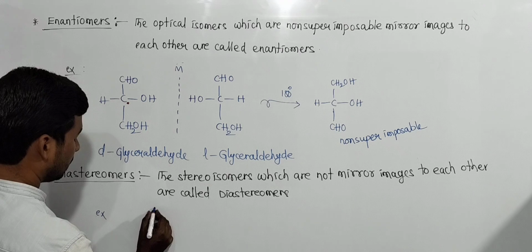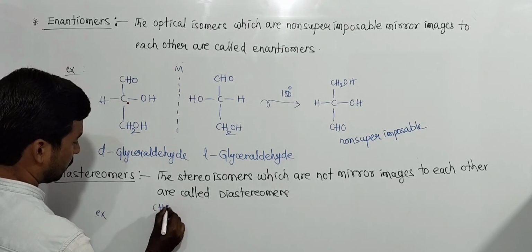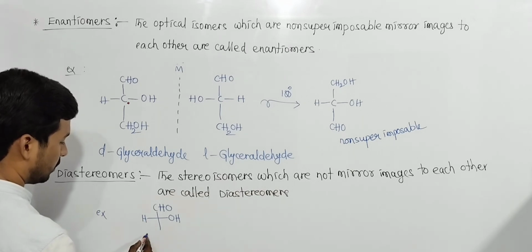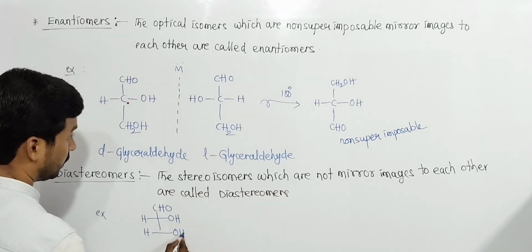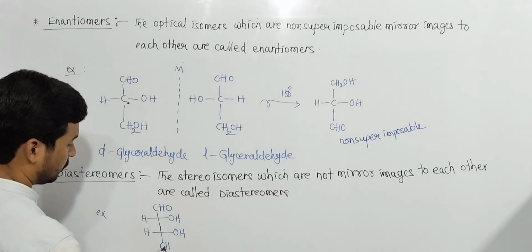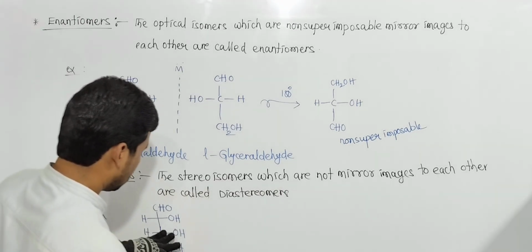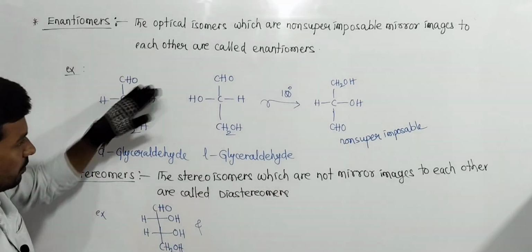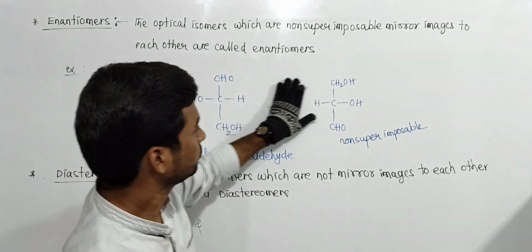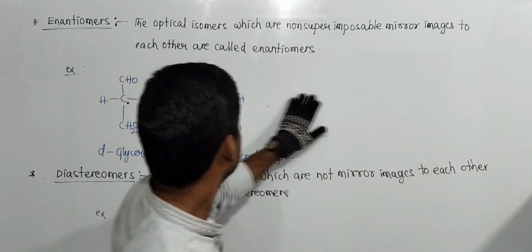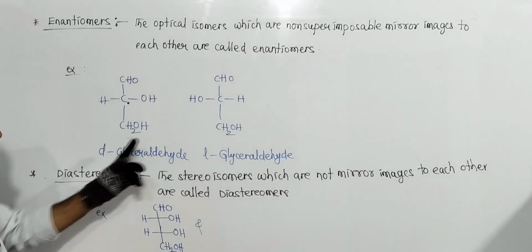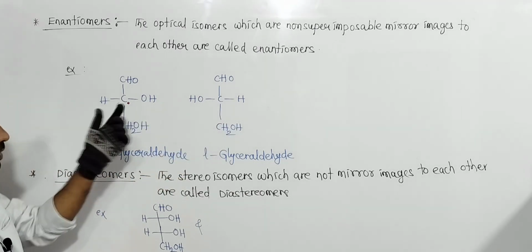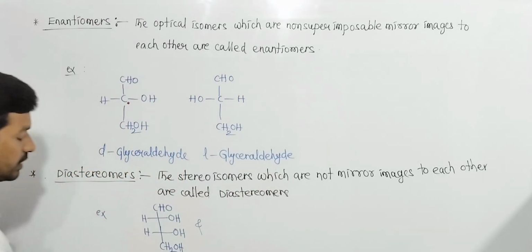If you take this molecule, CHO, OH, H here, H, OH here, and CH2OH. This is one molecule, and here these two molecules. Comparing, these two are mirror images. One is D, the other is L. If you see, they are mirror images, and it is non-superimposable. How to verify? By rotation about 180 degrees.